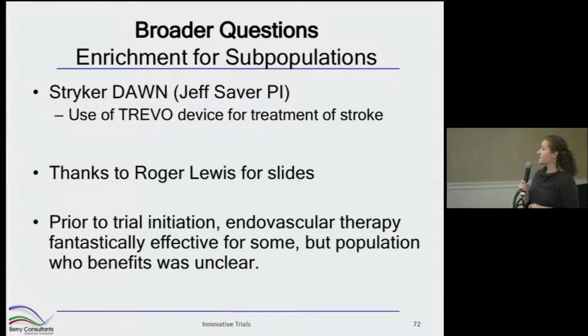An example of this is a trial called DAWN, run by Stryker. Jeff Saver was the PI of this trial. And this is investigating the use of a device called Trevo for the treatment of stroke. Thanks to Roger Lewis, who provided these slides for us.